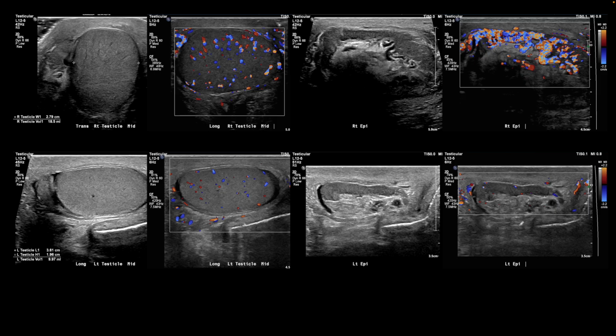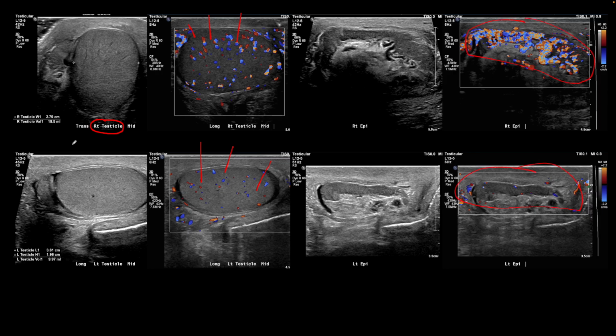This is our next patient. They presented with pain in the right testicle. We performed an ultrasound, and on the ultrasound, we find that there's hyperemia in the right testicle compared to the left. The epididymis is very hyperemic compared to the other side.